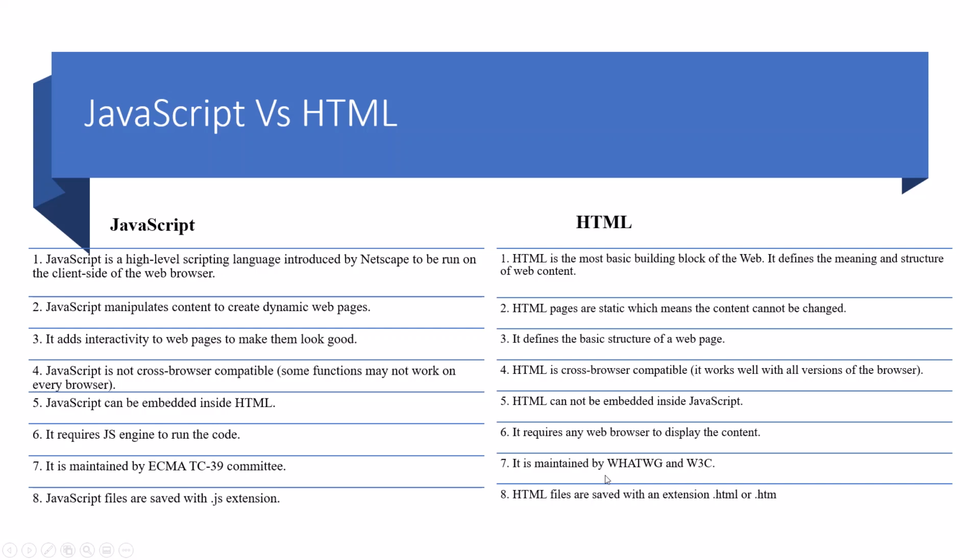HTML is maintained by WHATWG and W3C. The last difference is that JavaScript files are saved with the JS extension, while HTML files are saved with the extension .html or .htm. These are the two extensions we use for HTML files, while for JavaScript we use the JS extension. So these are some of the main important differences between JavaScript and HTML.